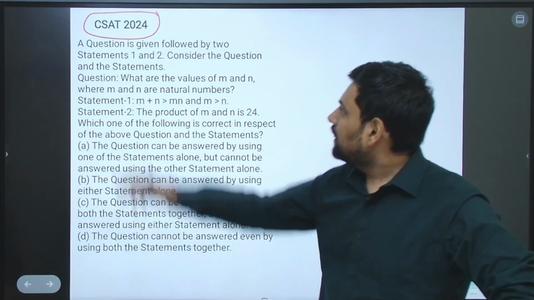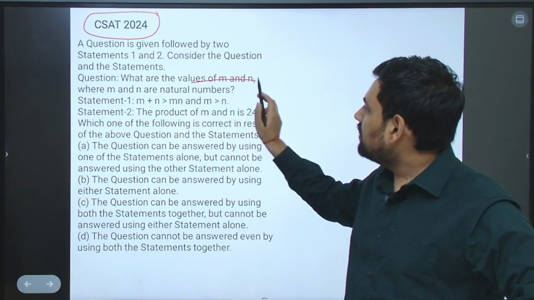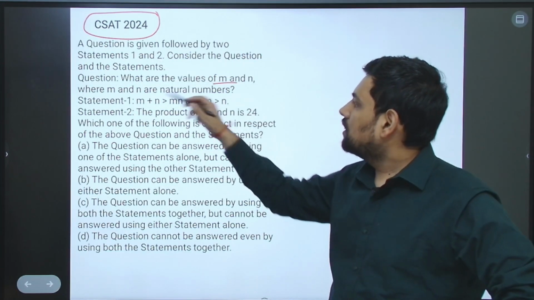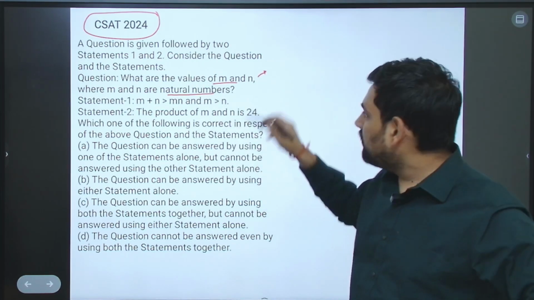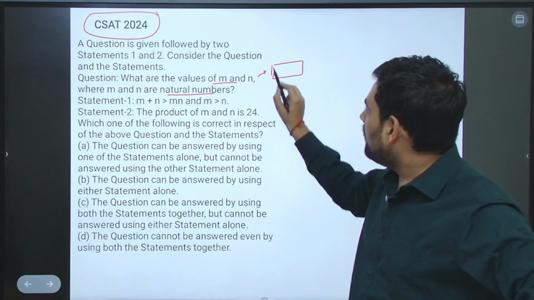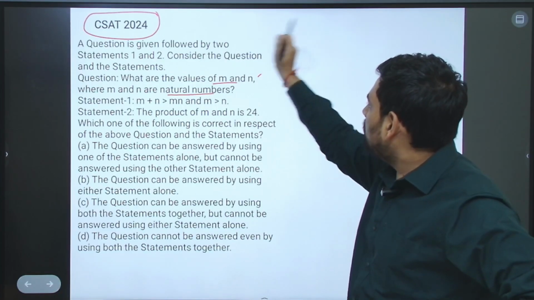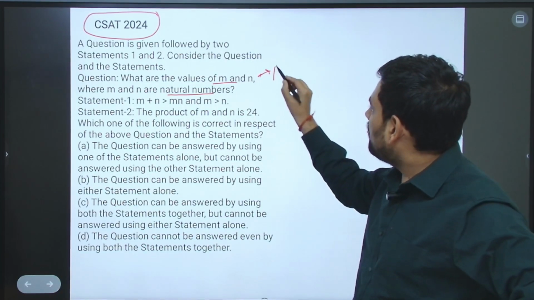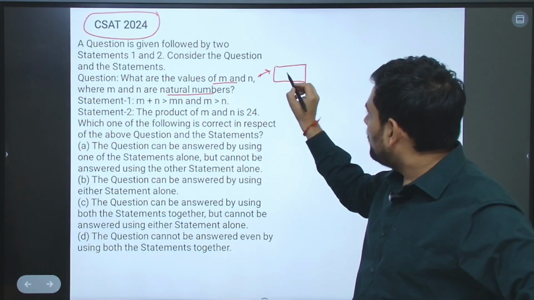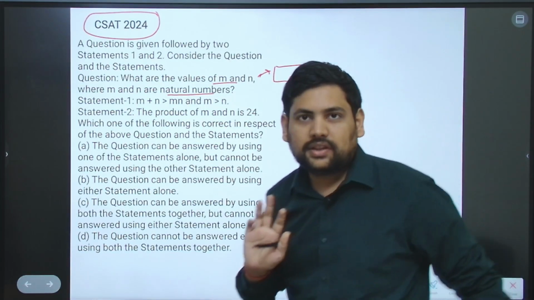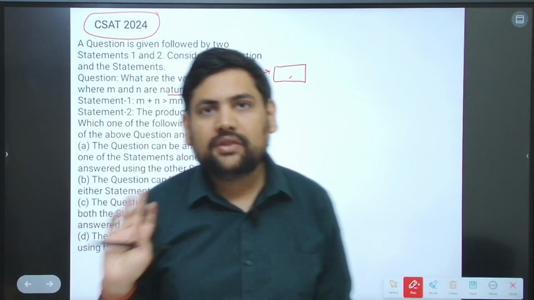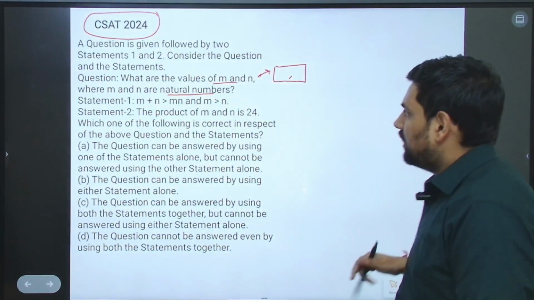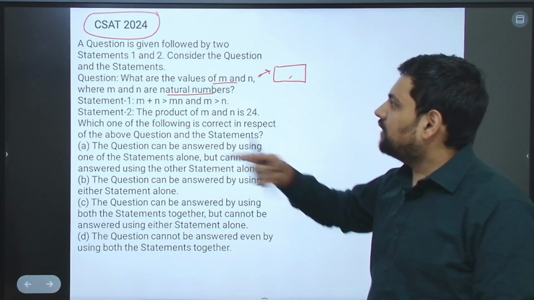First thing, it is asking you what are the values of m and n, where m and n are natural numbers. First of all, this is what kind of question? There you have to tell the values of m and n. So that means a small box, and you are searching for that one particular pair of numbers that you can fill here. If you can find a unique value, that is sufficient, otherwise insufficient. Now let's start. Let's try to find m and n.